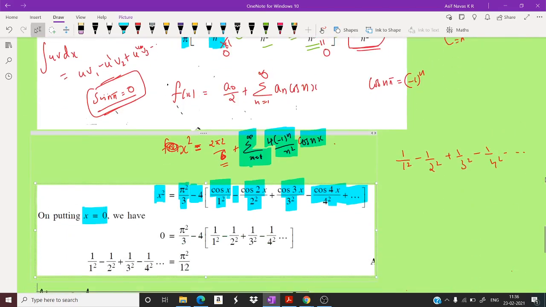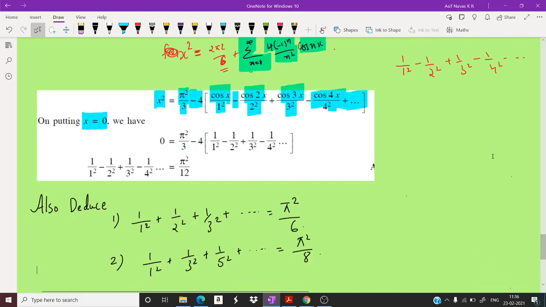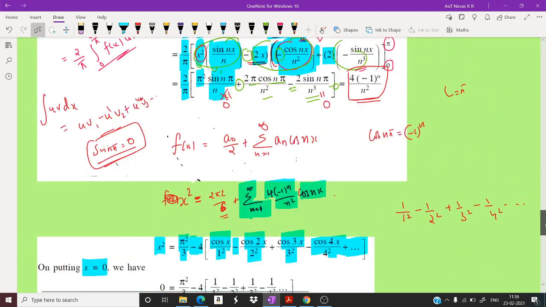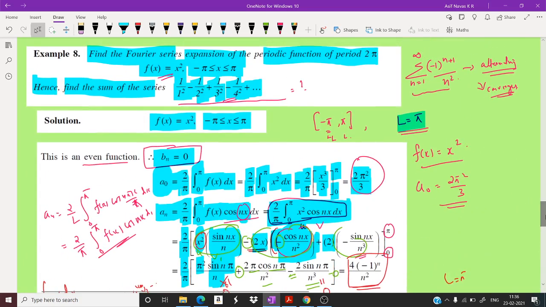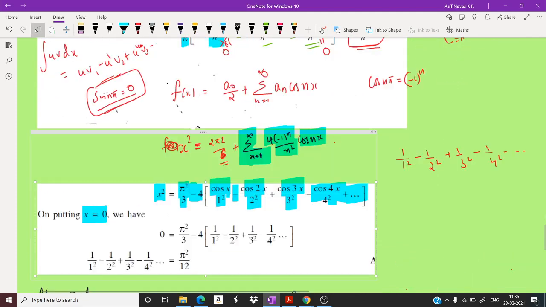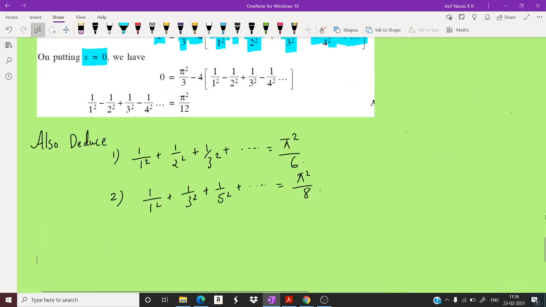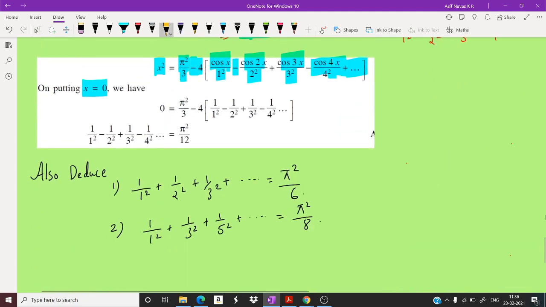Endpoints are minus pi and pi, right? Minus pi and pi. But 0 is in between minus pi and pi. Therefore, it is not an endpoint. Therefore, what can we write here? If it is not an endpoint, then you can directly write f of 0 is equal to, I can put the values.